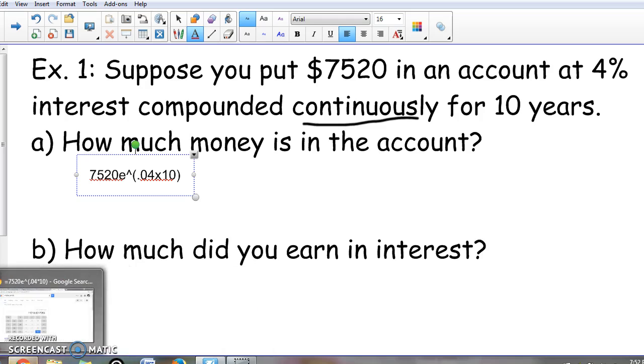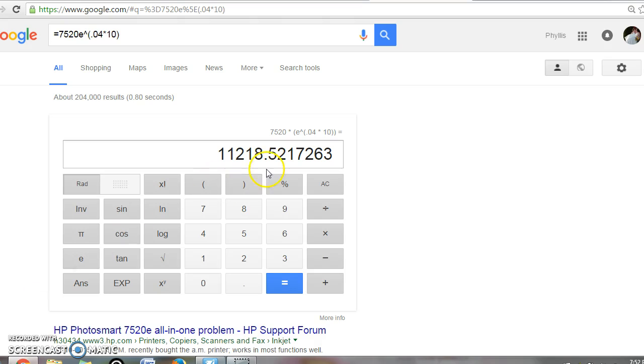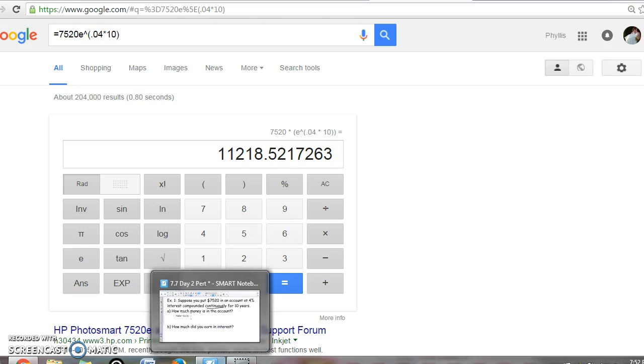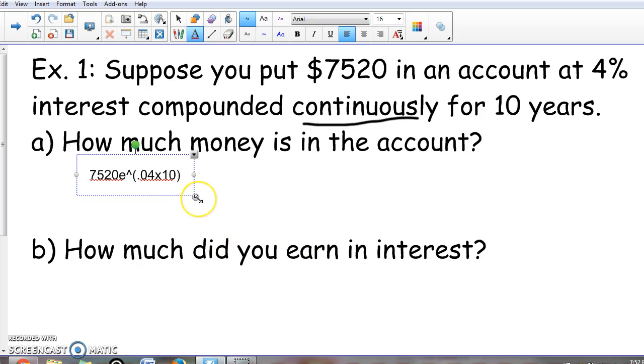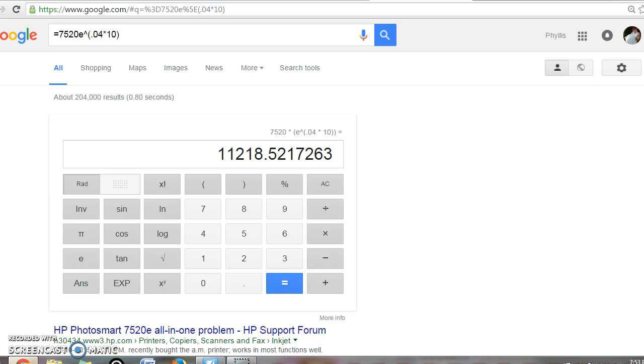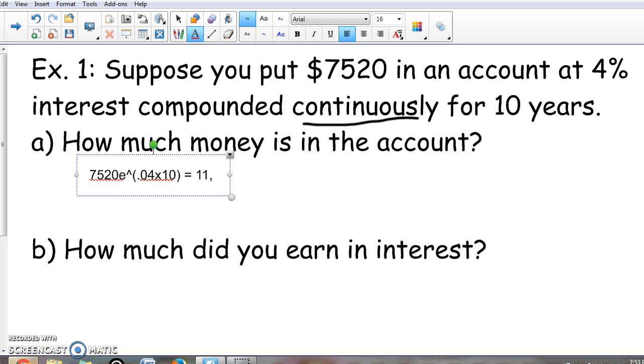I plugged this into my calculator, which is Google. It's the same thing. I typed it in just as you guys would, and I get $11,218.52. That's your answer for Part A, so you're going to write that down: $11,218 and 52 cents. You want two decimal places because you're talking about money. Okay, so that's your answer for Part A.